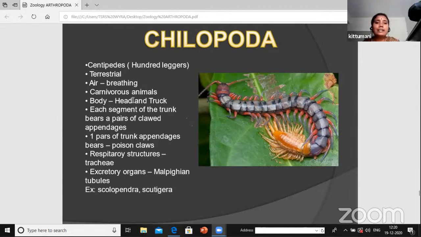Body bears a head and trunk. Each segment of the trunk bears a pair of clawed appendages. Here, all of you look into this picture. The body has a head and this is the trunk region, head region and trunk region. Each segment of the trunk bears a pair of clawed appendages. For example, I will show, it is one organism of Chilopoda.